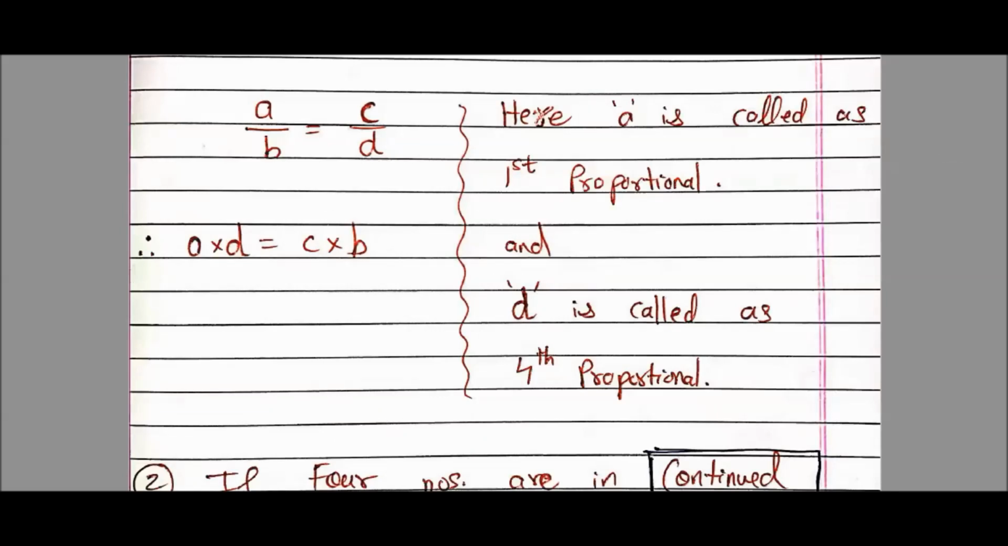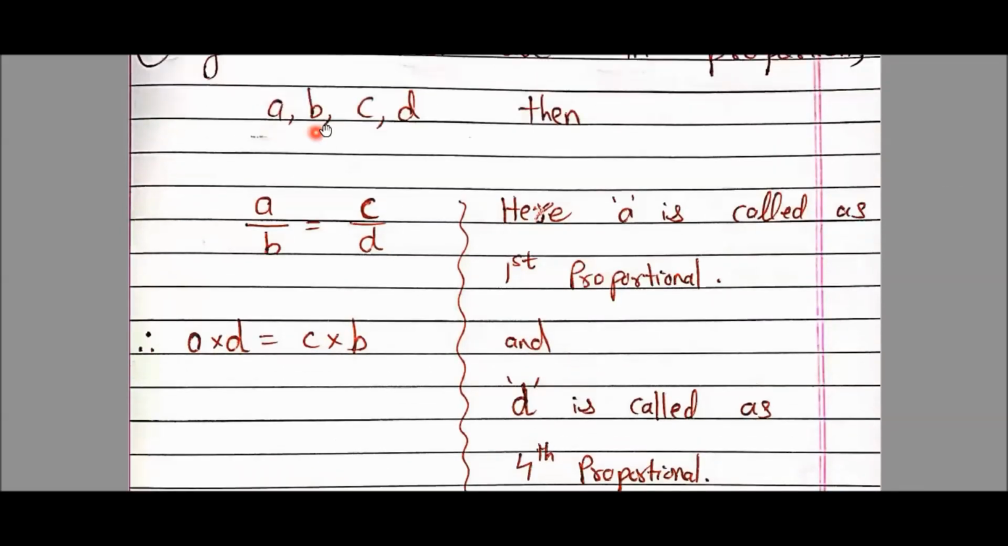Once again, I am highlighting. There were 4 numbers A, B, C, D. A is called the first proportional. D is called the fourth proportional. We can write it like A upon B is equal to C upon D. And we can even cross multiply. A will be multiplied with D, B will be multiplied with C. So this is just a product from the fraction I have written here. But the important thing was that the sequence matters. A is called the first proportional. D is called the fourth proportional. Fine.